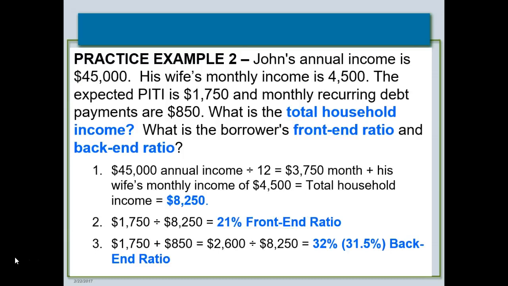32 is actually the answer because it will round up. That's another reason why they have you use their calculators. They're already set to round up to what it needs to be. 1750 plus the 850 divided by the income, which is the 8,250. Go ahead and take a few minutes and write this down in your workbook so that you can follow along with it later.